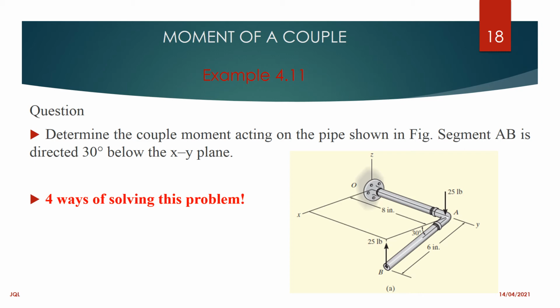You have the force at A, which is 25 pounds, and you have another force at B, which is also 25 pounds. The distance between those two is 6 inches. We can get the coordinates at O, at A, and at B. Already we know that that 25 pound is a couple.